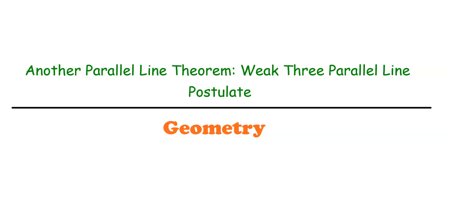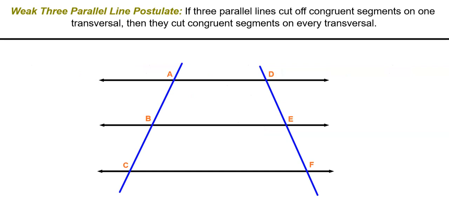And we are going to use the properties of parallelograms to actually show what we want to as a part of this postulate. So what we call the weak 3 parallel line postulate is exactly this. If 3 parallel lines cut off congruent segments on one transversal, then they cut congruent segments on every transversal. Or in other words, if AD, BE, and CF are all parallel to each other, and we have a transversal ABC, so that AB and BC are congruent, it means then that DE and EF will also be congruent.